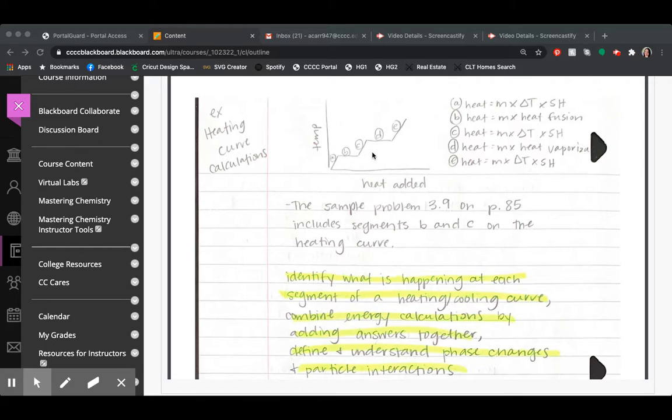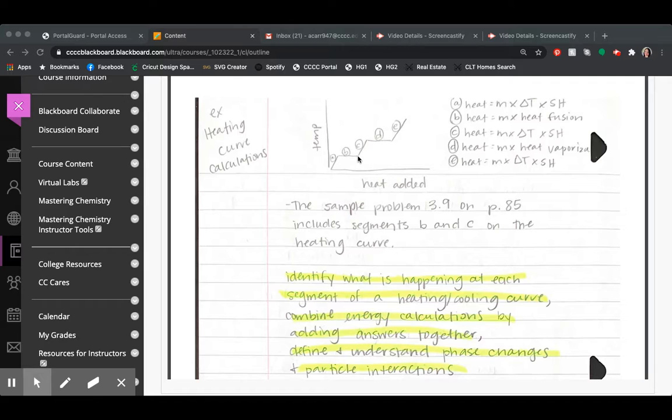And let's think about it. It makes sense because in A, the temperature is changing. So I'm going to use the formula with delta T, which is change in temperature. Same thing for C and E. In all of those, temperature is going up as heat is being added. That means we're going to use the formula with delta T. And then the other two segments, B and D, we call those plateaus.